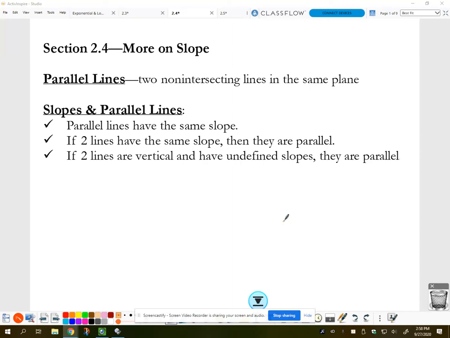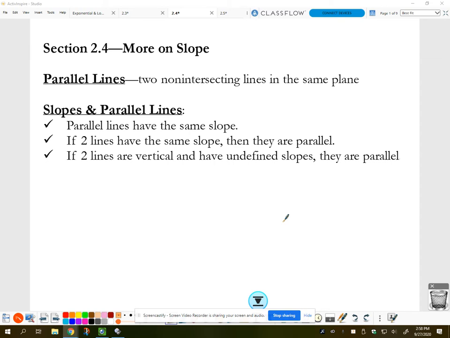Alright, so section 3.4 is more on slope, more on lines. This is going to be all parallel and perpendicular lines. So remember that parallel lines have the same slope. If two lines have the same slope, they're parallel, they're never going to intersect.